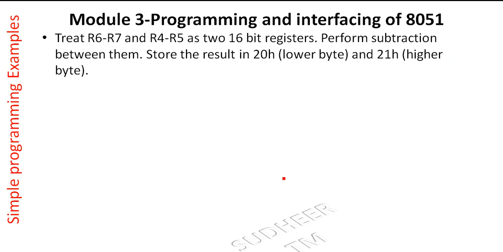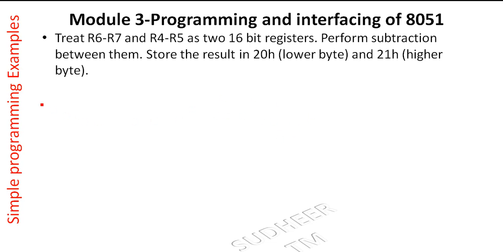Second question: treat R6 R7 and R4 R5 as two 16-bit registers. Perform subtraction between them, and store the result with the lower byte in 20H and the upper byte in 21H. Actually, this is 16-bit subtraction. We did this type of subtraction in theory class.